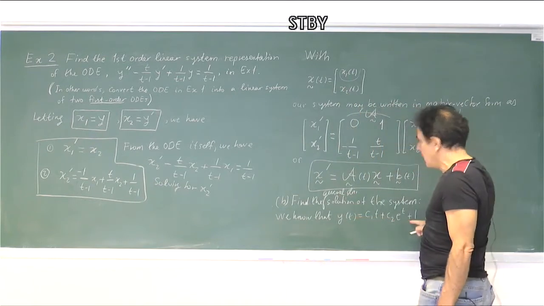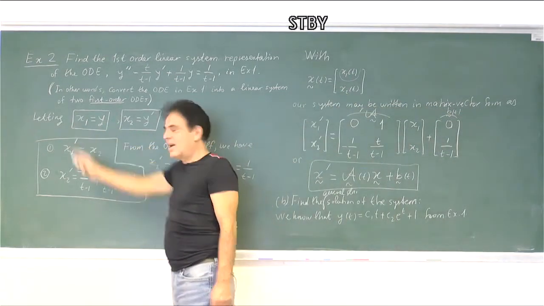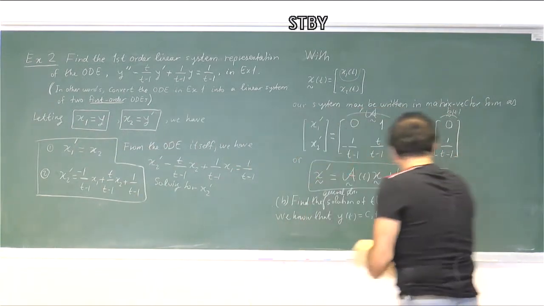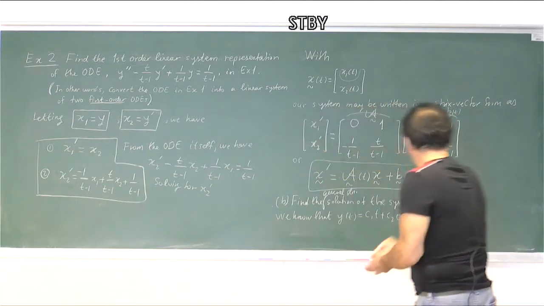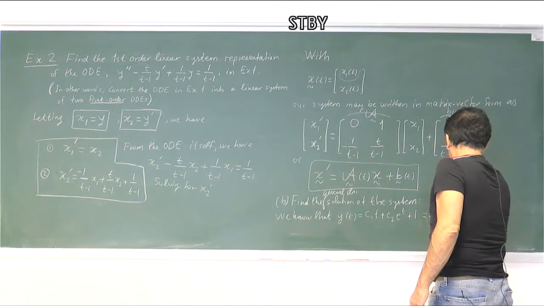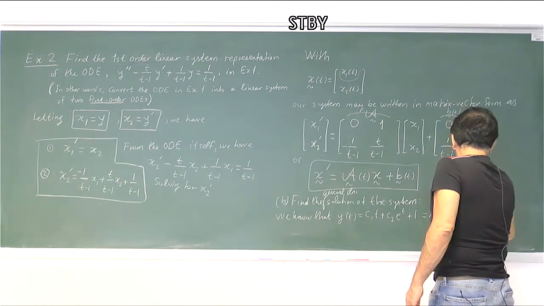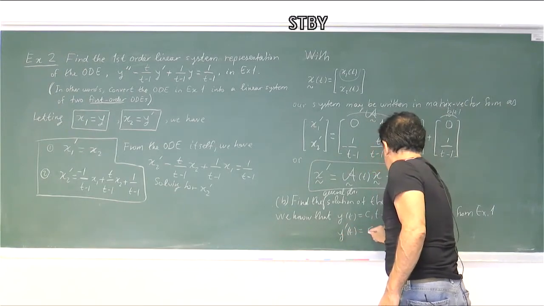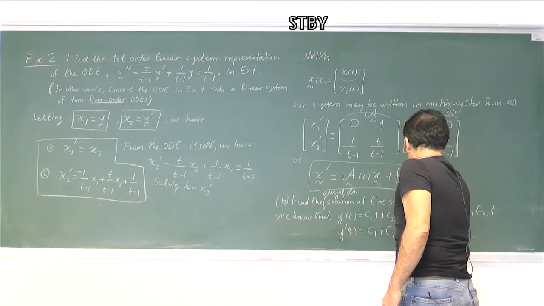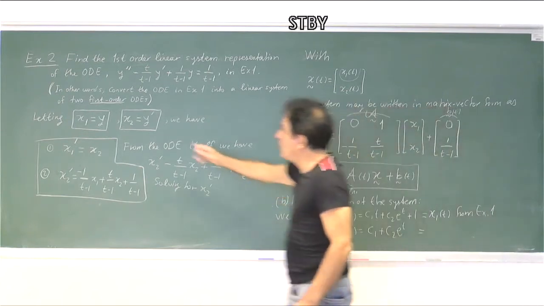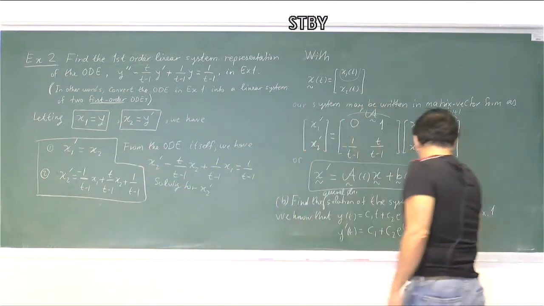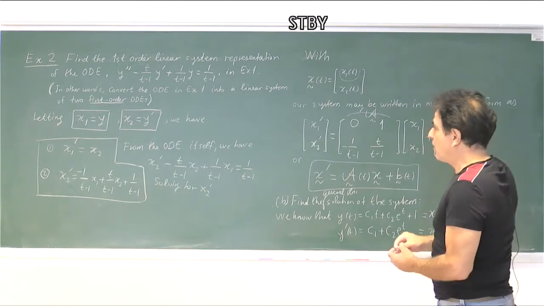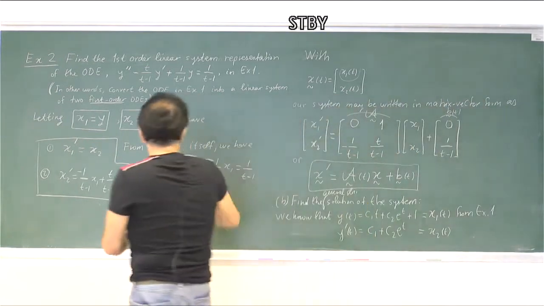So this is nothing but x1, isn't it? y is x1. So this is x1, which is nothing but the first component function from example 1. And its derivative, c1 plus c2 e to the power t, is nothing but x2. Good? So the required vector solution has the form.